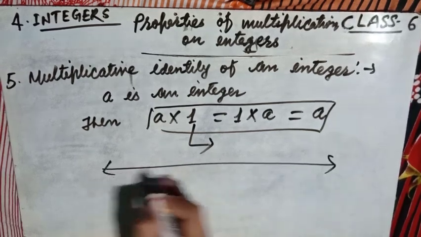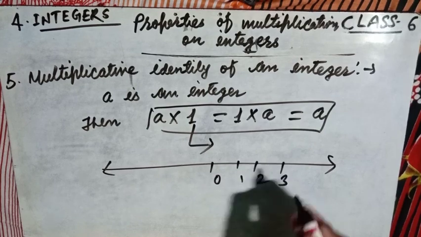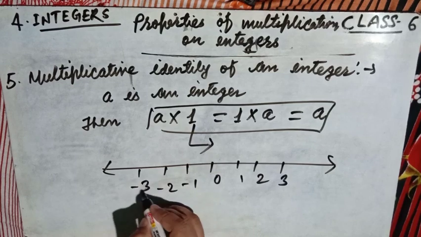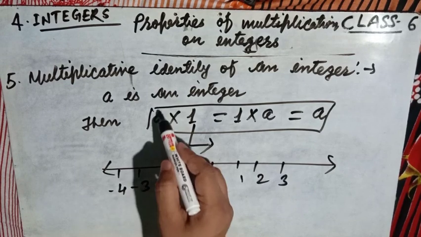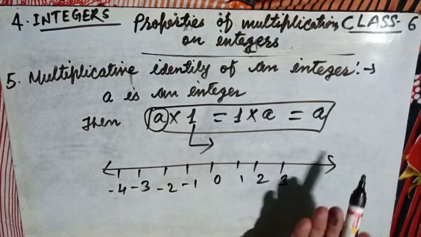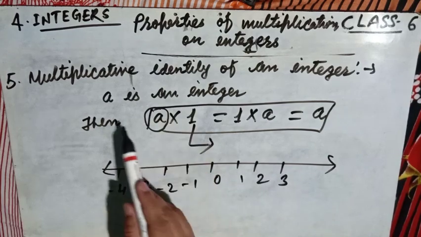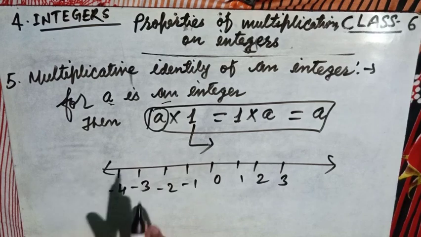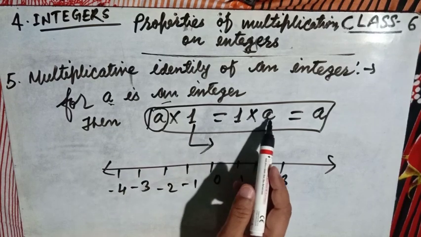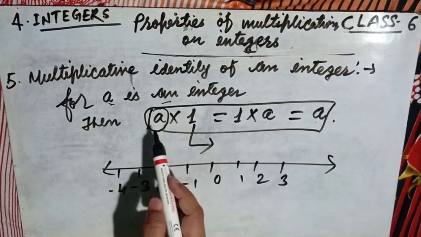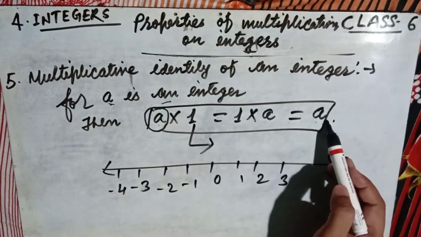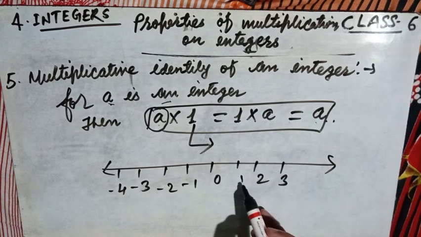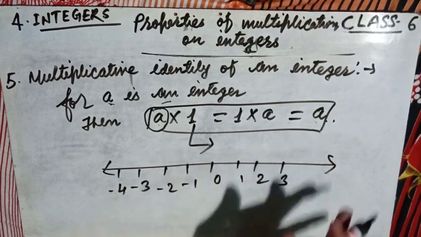Suppose here are the integers 0, 1, 2, 3, 4, and on the left side minus 1, minus 2, minus 3, minus 4, and so on. This A is for every integer, that means A is an integer. Now A multiplied by 1 is equal to 1 multiplied by A, which is equal to A. Here the integer multiplied by 1 gives us the same value A. This A is not a particular integer, not just 1 or 2 or 3. A stands for all the integers.